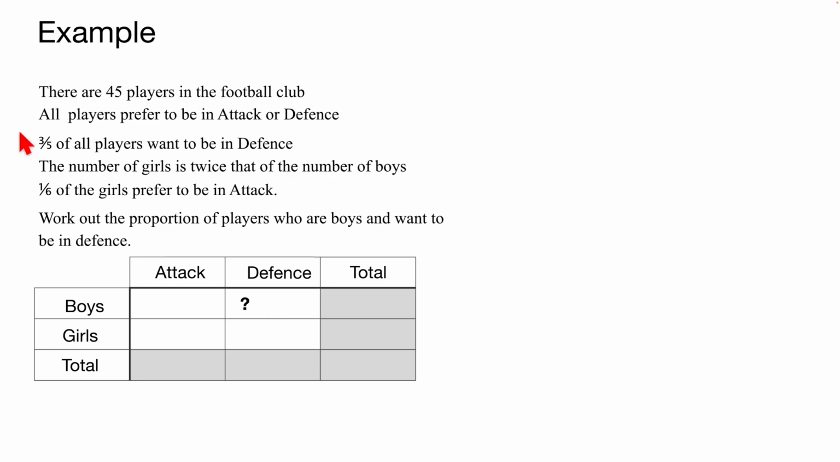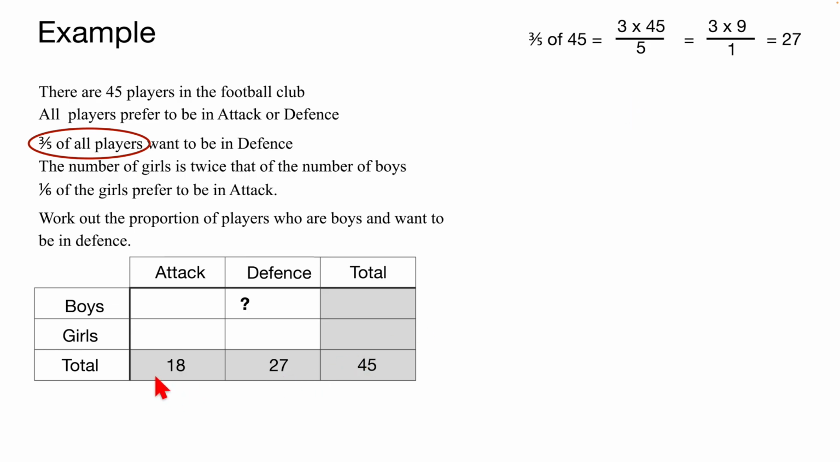Okay, the first clue: 3/5 of all players want to be in defence. This is the total number in defence, so we need to find that. 3/5 times, well, we know there's 45 in total. So 3/5 times 45 is 3 times 9 over 1, which is 27. Seems sensible. So we can put 27 in there. We can now do deduction because that's 18, because these two have to add up to 45.